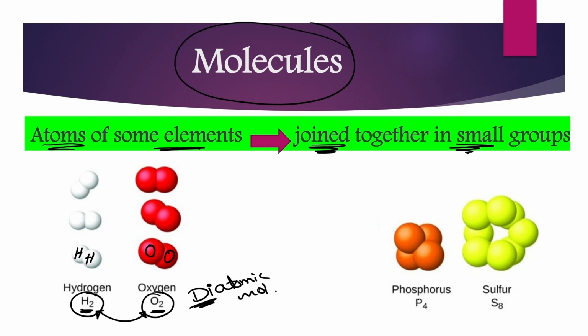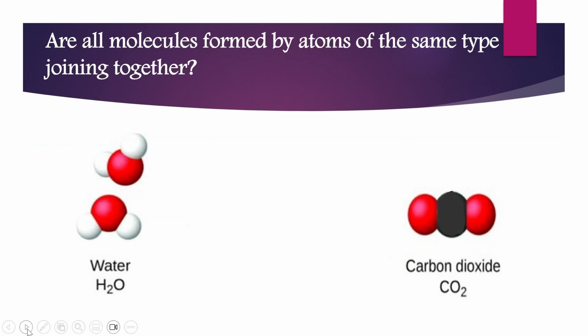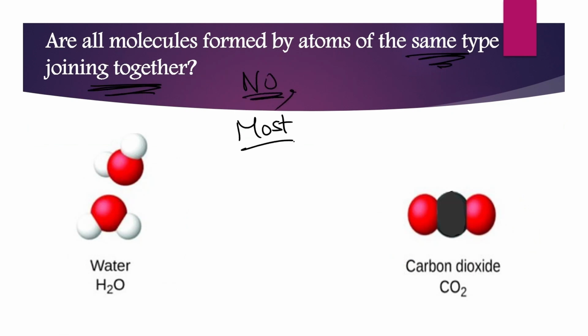Also, atoms could join in large numbers, like here we have phosphorus P4, which means 4 atoms of phosphorus are joined together, and sulfur S8, we have 8 atoms of sulfur joined together. So we call this type of molecules polyatomic molecules. Poly means many. Are all molecules formed by atoms of the same type joining together? No, the answer is no. Most molecules consist of atoms of different elements.